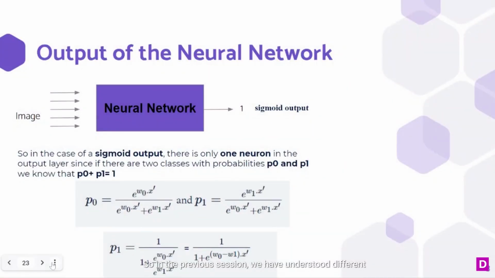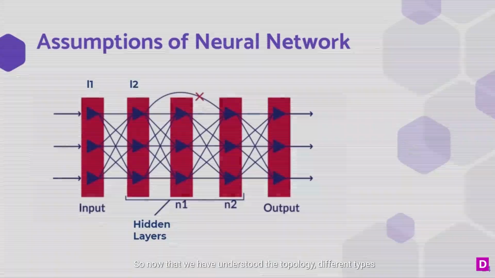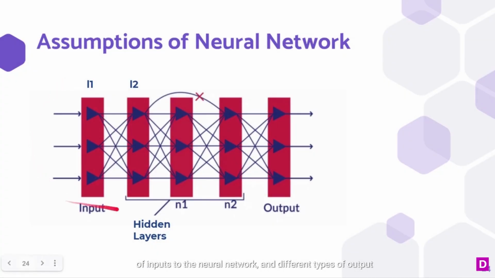So in the previous session, we have understood different outputs for different topologies of neural networks. Now that we have understood the topology, different types of inputs to the neural network, and different types of output from the neural network, it's time to make some basic assumptions which make our study of neural network structure, or the building of a neural structure, easier and more simplified.